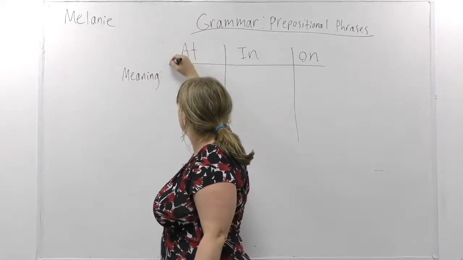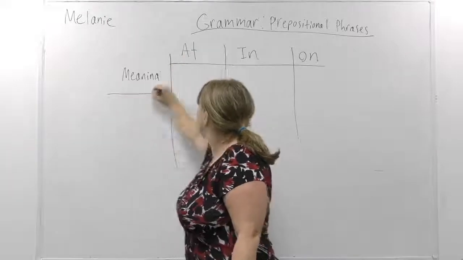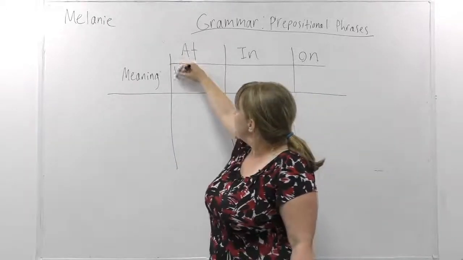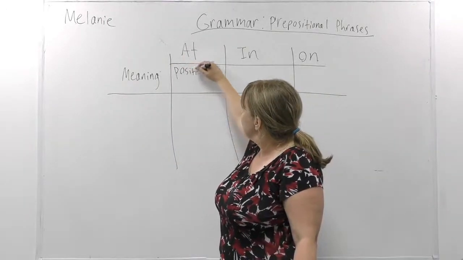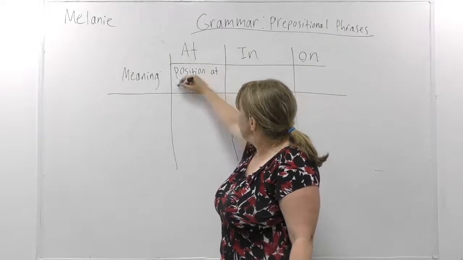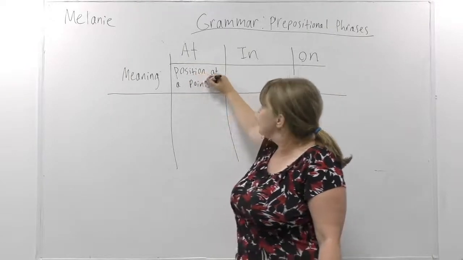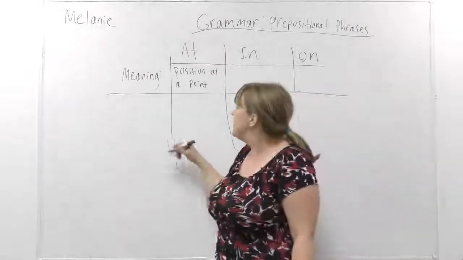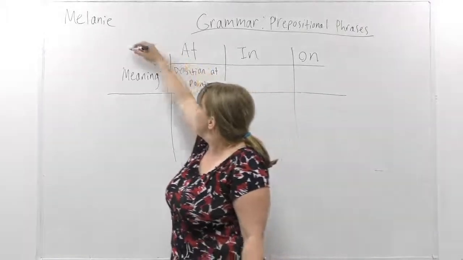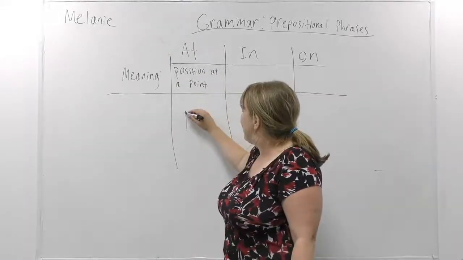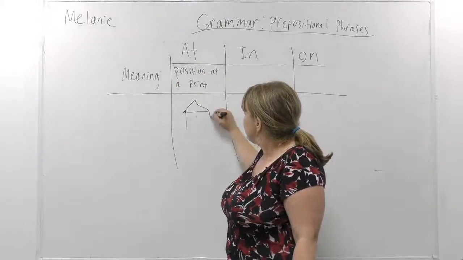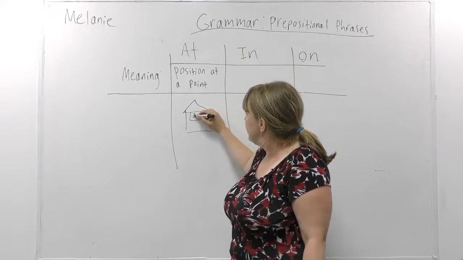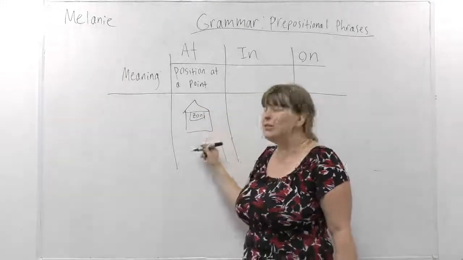Okay. And then, so this is position at a point. So this might look kind of weird and slightly complicated, but think of it like this. So here I have, let's see, let's call this the zoo. Let's go to the zoo.